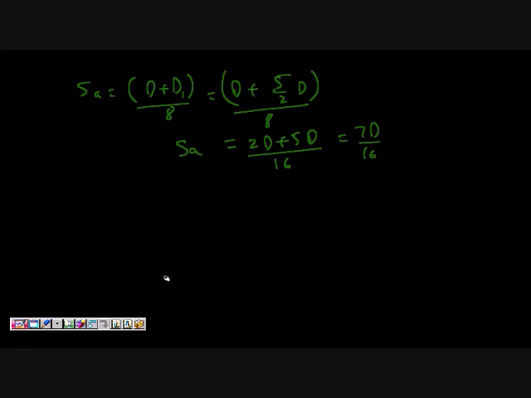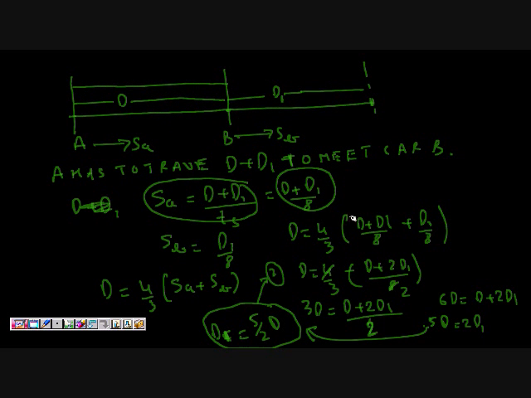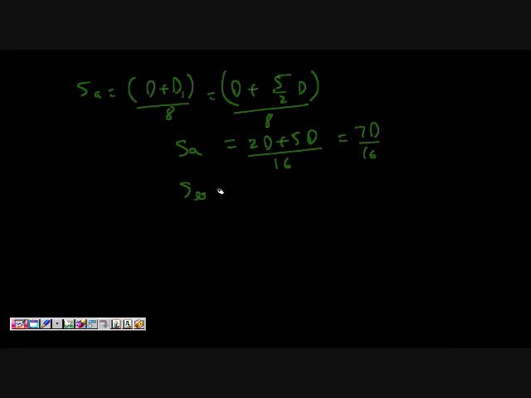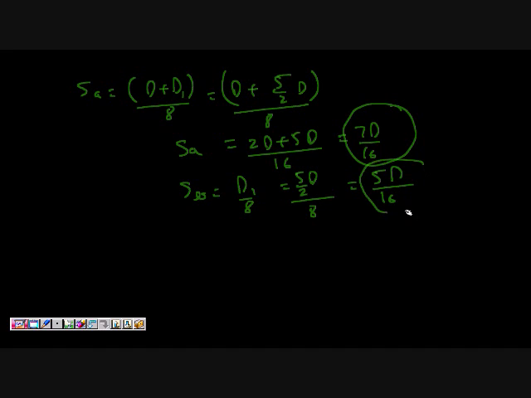Similarly, speed of B is D1 by 8, and we know that D1 is 5 by 2 D. So we can write 5 by 2 D divided by 8, or 5D by 16. So the speeds of these two cars are 7D by 16 and 5D by 16, irrespective of what the distance between those two stations is. And we know that D is the distance between these two stations.